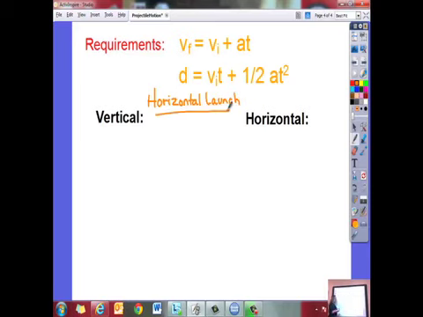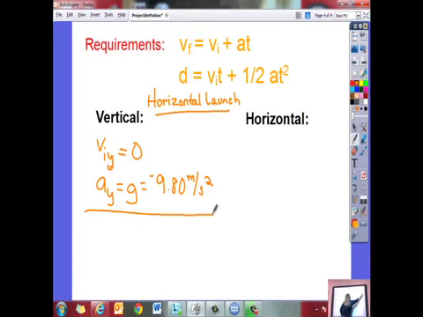The first requirement is that it is identical to that of a dropped object. So the initial velocity in the y direction is equal to zero, and the acceleration in the y direction is g, or negative 9.80 meters per second squared. So when I rewrite my motion equations, the first one becomes Vfy equals, and Vi is zero, so it's just g times t. So if I want to figure out how fast a horizontally launched projectile is going right before it reaches the ground, in the vertical direction it's just the acceleration due to gravity times time.